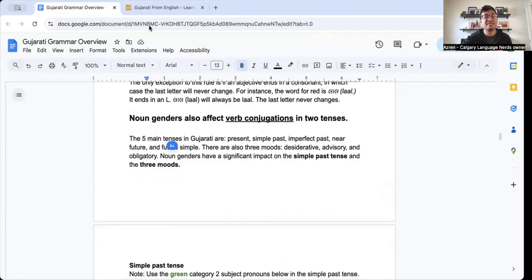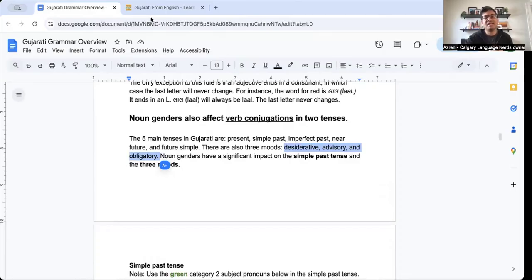So the five main tenses in Gujarati are present, simple past, imperfect past, near future, and simple future. There's also three moods. We're not going to worry too much about these at the moment. Even reading this, I wrote this almost 2 years ago. It's actually funny. I don't even know where I got these words from, to be perfectly frank with you. I must have done a deep dive to find the technical terminology, but there's three moods as well, apparently. Desiderative, advisory, obligatory. Don't worry too much about the technical terms. We'll make it really easy today.